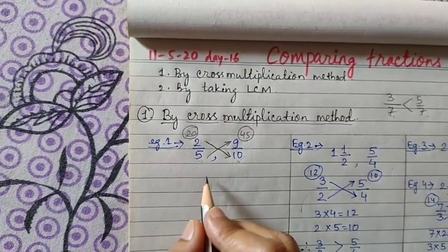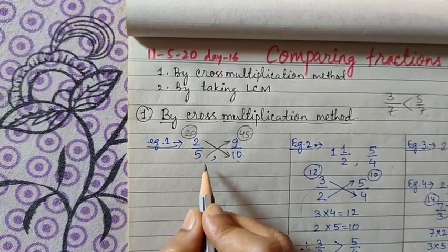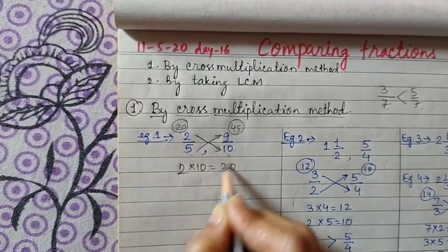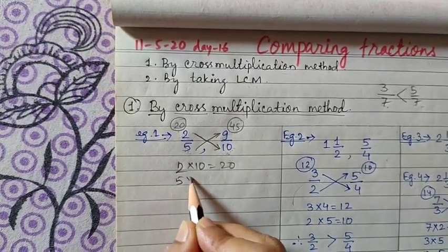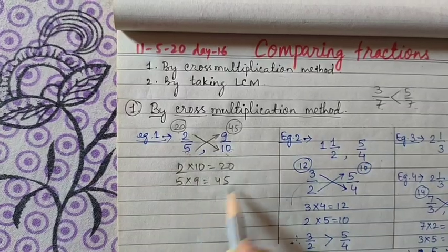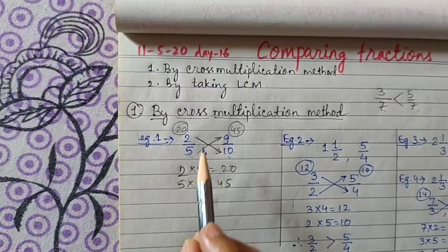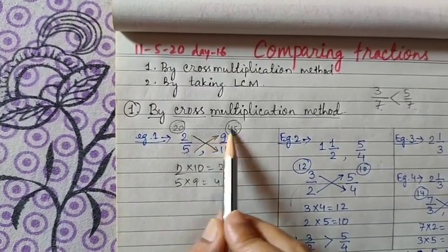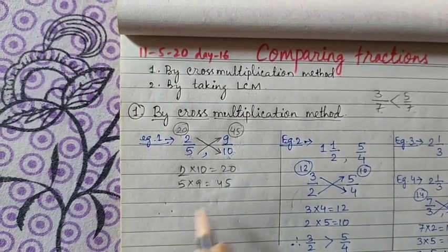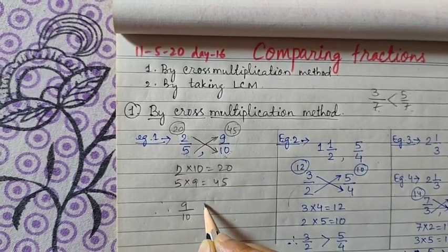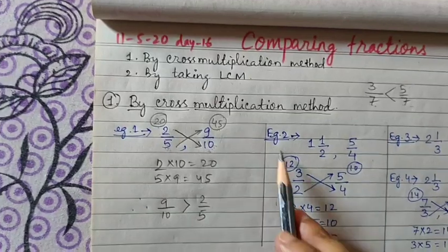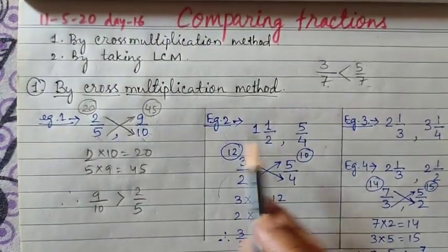So you write, as this is greater, you have to also show the multiplication. 2 multiplied by 10 is 20 and 5 multiplied by 9 is 45. हमें ये बस ऐसे ही लिखना है because this is the process, but you can know the answer from here only. ये बड़ा है तो this side greater, so you can write the last line. Therefore 9 by 10 is greater than 2 by 5. So easy. Now let us come to the second example.